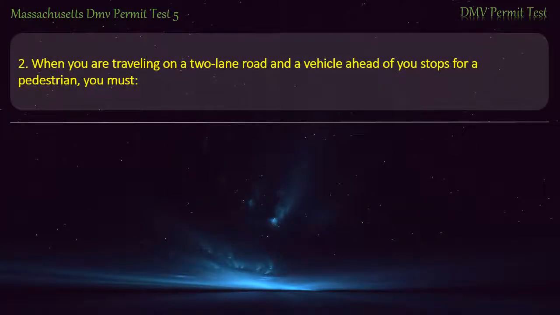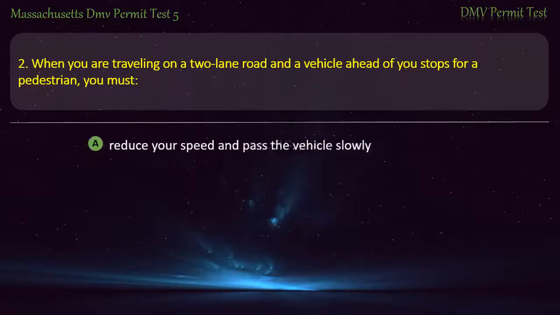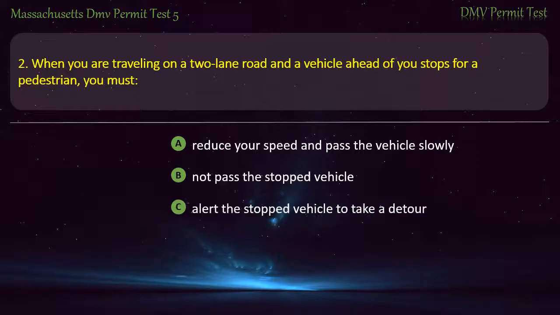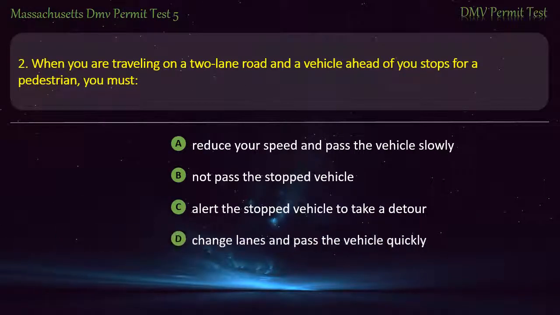Question 2. When you are traveling on a two-lane road and a vehicle ahead of you stops for a pedestrian, you must reduce your speed and pass the vehicle slowly. Not pass the stopped vehicle. Alert the stopped vehicle to take a detour. Change lanes and pass the vehicle quickly.